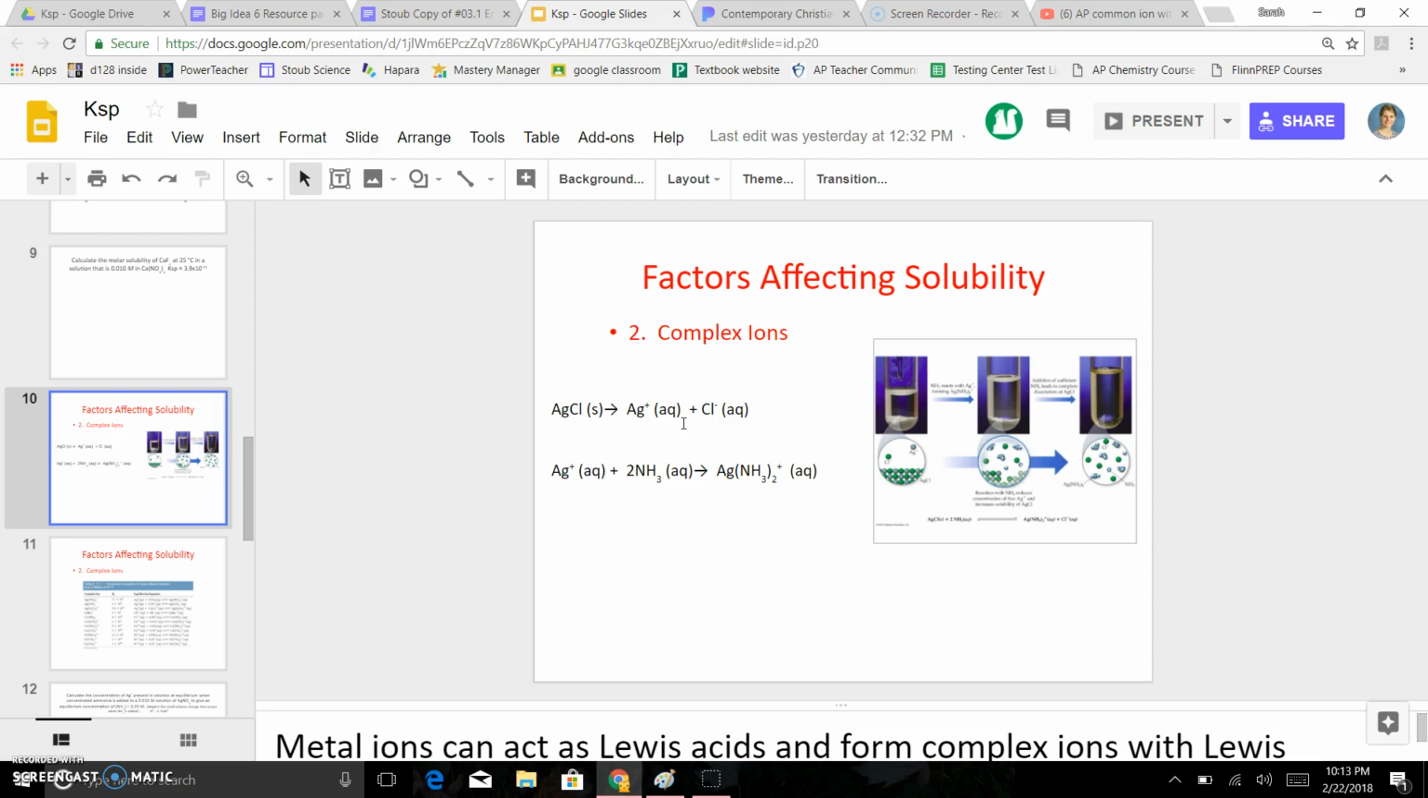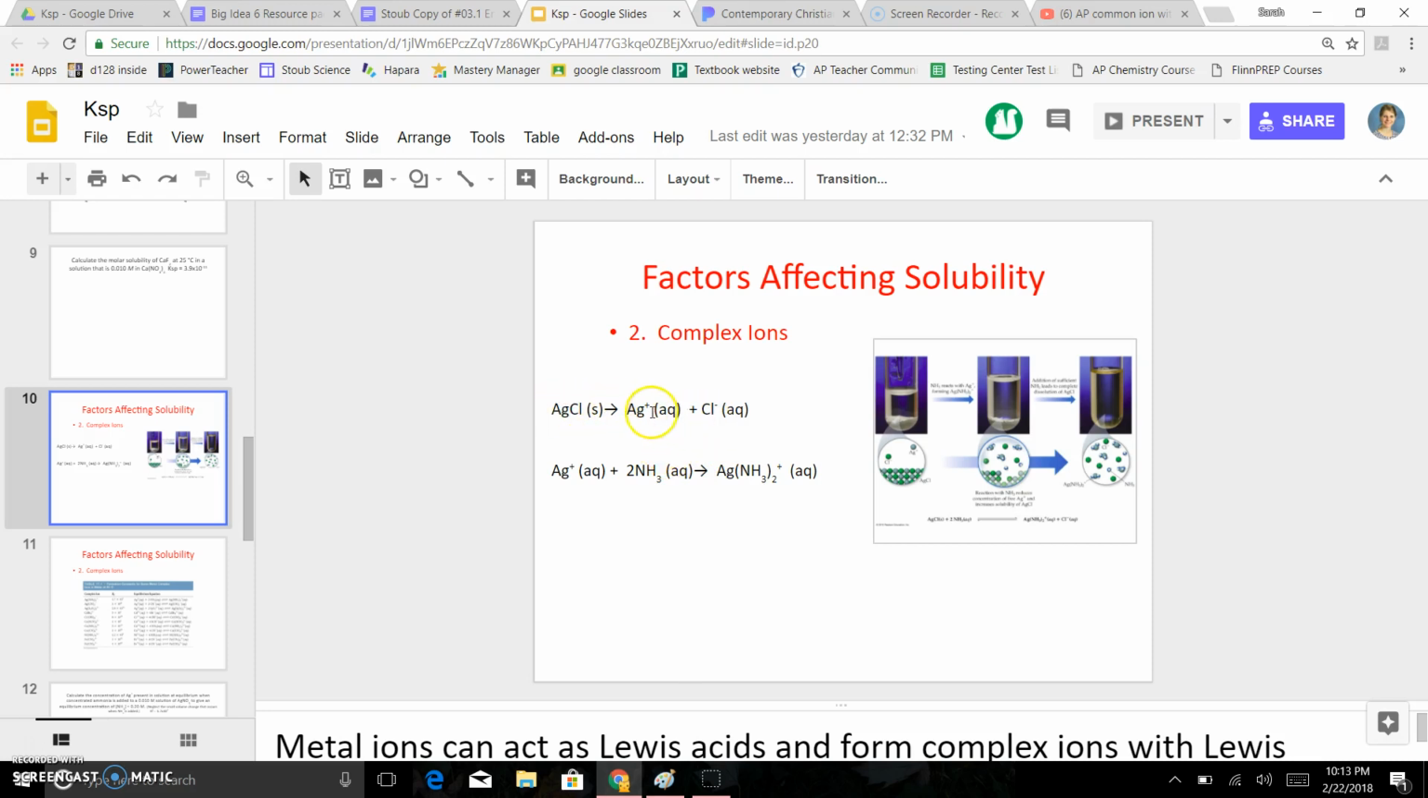But what can also happen is we can force it to be more soluble if we add an ion that it likes to be with. So if I add ammonia, an aqueous solution of ammonia, the silver ions, which are right here, will actually connect with the ammonia to make this complex ion. So it actually dissolves more of the silver chloride than would have normally been dissolved. Let's look at it from Le Chatelier's principle.